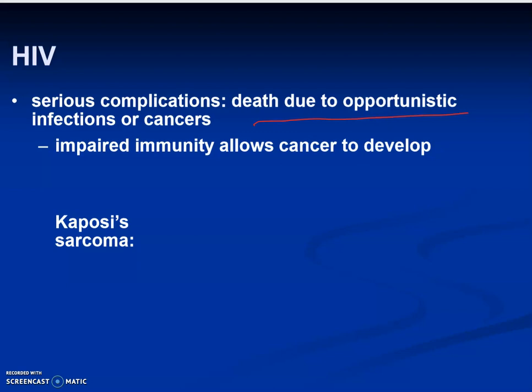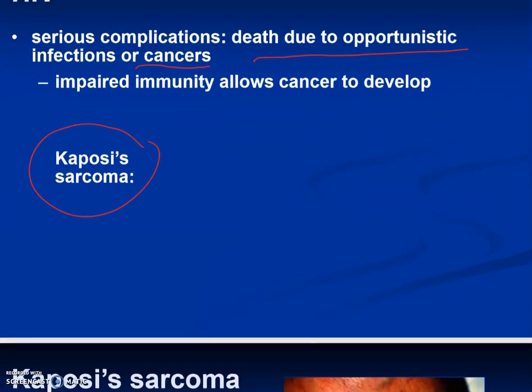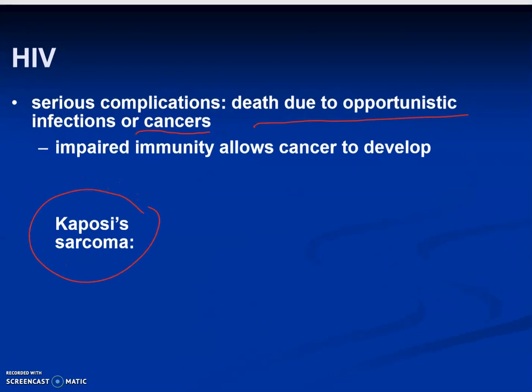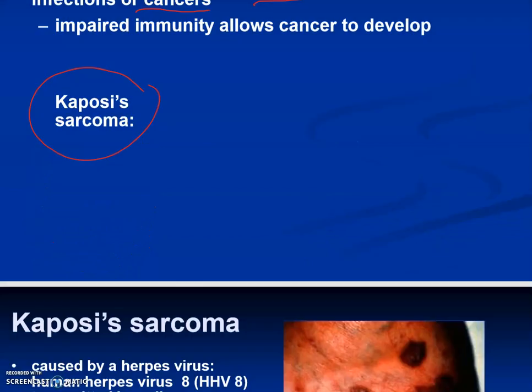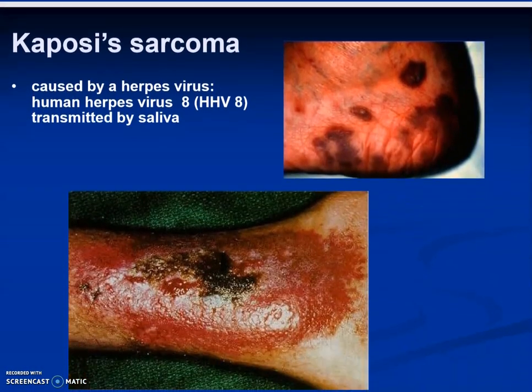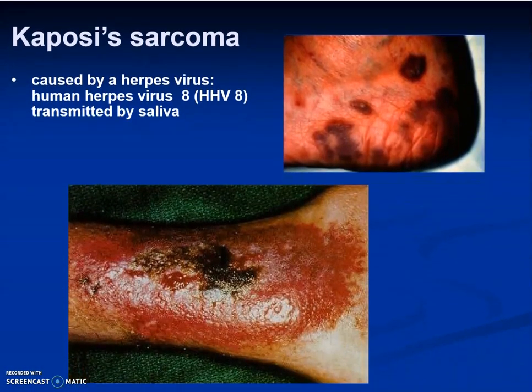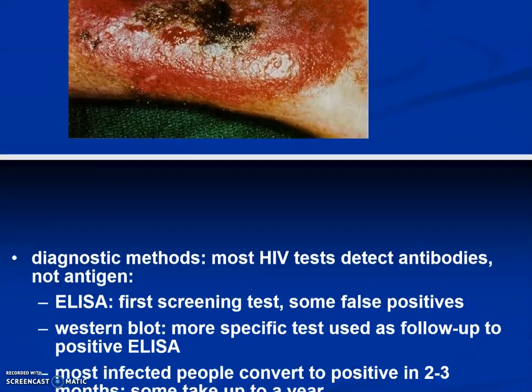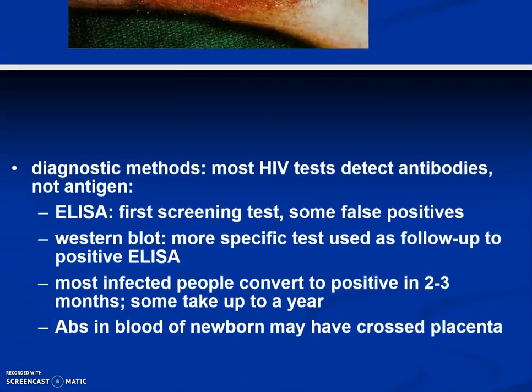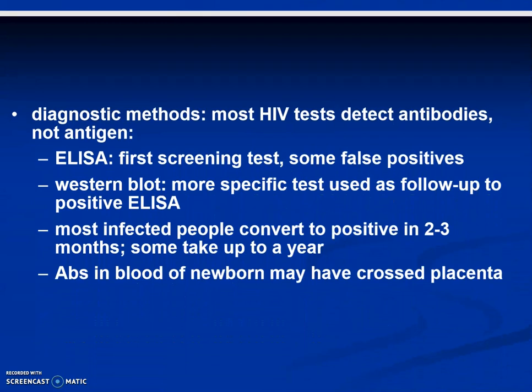A lot of people also end up with cancers, and that is because the lowered immune function allows the cancer to develop. One of the hallmarks of HIV infection is Kaposi sarcoma, and that's what I wanted to show you here. That's a sort of deep tissue cancer that is almost only seen in HIV patients. So sort of a hallmark, almost a diagnostic feature of HIV infection.